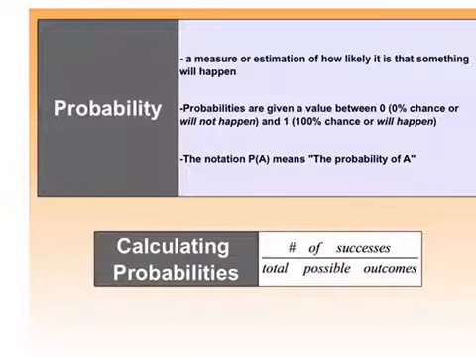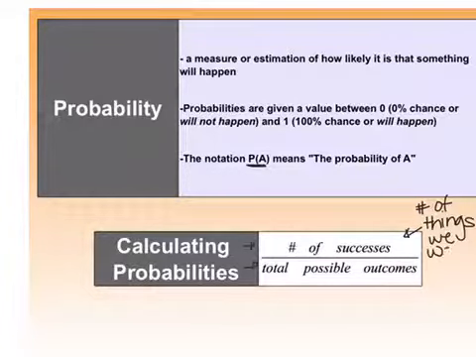When you see this notation right here, P(A), we read that as the probability of A. So if you see that, I'm asking you to find the probability of A happening. To find that probability, it is a fraction for us. And when we do that, we find the number of successes divided by the total possible outcomes. So we can look at the top as the number of things we want. Like if I want a heads, how many ways can I get that? Number of things we want. And then the bottom again is the total possible outcomes.